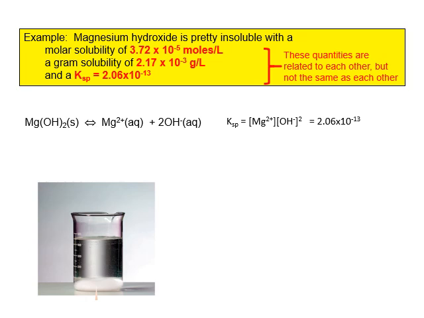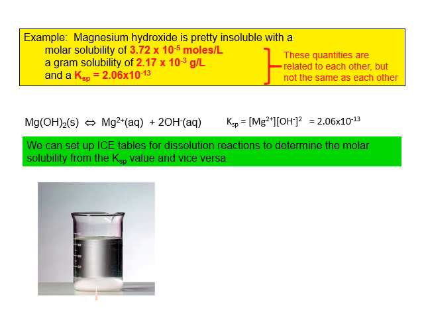The KSP of magnesium hydroxide is 2.06 times 10 to the minus 13, which is a pretty small number, indicating that magnesium hydroxide is not very soluble at all. We can set up ice tables for dissolution reactions to determine the molar solubility from the KSP value and vice versa. Let's show the ice table for this reaction.